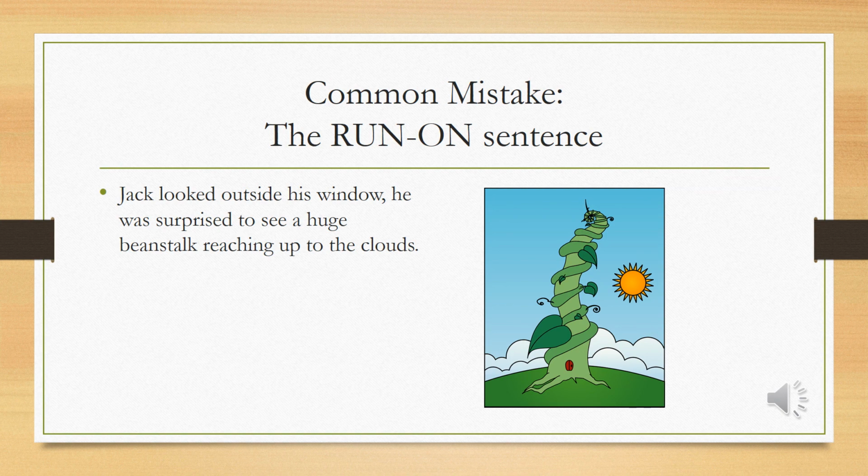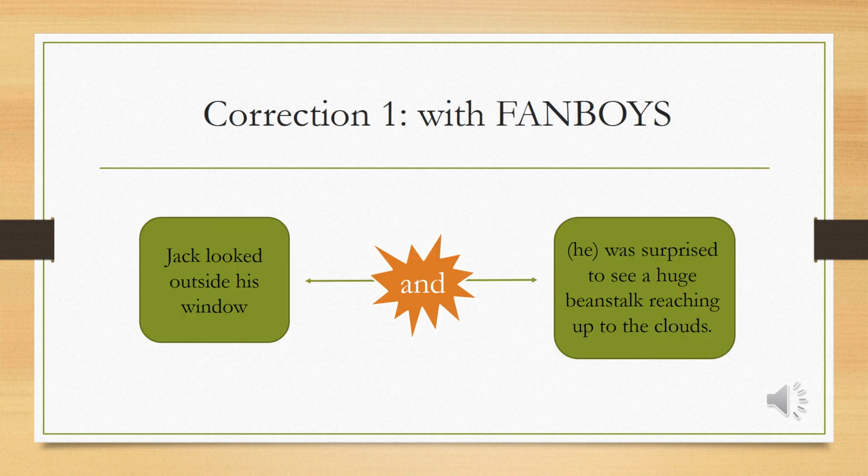But in this case, you decide, I do want it to be one whole sentence, so I'm going to turn it into a compound sentence. How do you do that? Method number one, with fanboys, coordinating conjunctions.